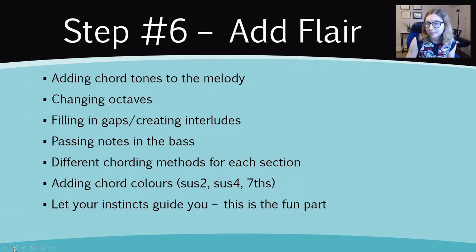Perhaps using different chording methods for each section. Maybe the verse is a little bit more subdued, so they might want to do solid chords and just hold them, whereas the chorus is a bit more animated, so they might want to add more rhythm there. They could add different chord colors. I do this all the time. I love doing this, adding suspensions, adding sevenths, adding those nice crunchy moments that we can resolve. That might take a little bit more harmony knowledge from the student, but it's something you can suggest and hint at if they're ready for it.